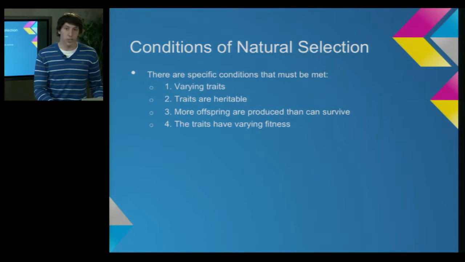There are 4 conditions that must be met for natural selection to occur. First off, there must be varying traits. Those traits have to be heritable. There need to be more offspring produced than can actually survive in the wilderness, and the traits must have varying fitness so that they can select for those traits.